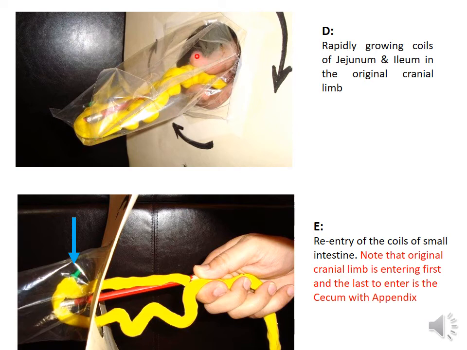This picture shows the rapidly growing coils of the jejunum and ileum in the original cranial limb. This is the cranial limb. Here, the re-entry of the coils of the small intestine, the original cranial limb, will be the first one to re-enter, and the last to enter is the cecum. This is the cecum and the appendix.